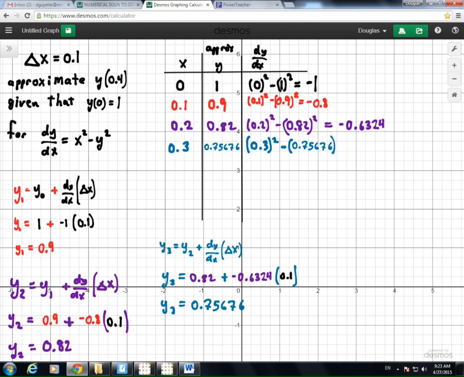So you can see this becomes really repetitive, but it's also algorithmic, and this is something that you can easily program software to do for you.